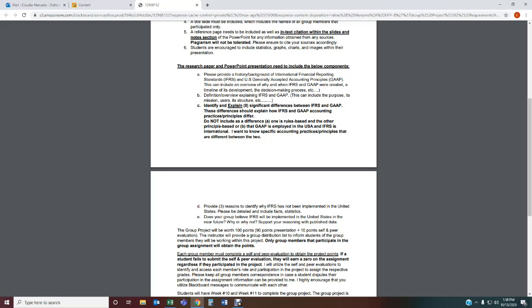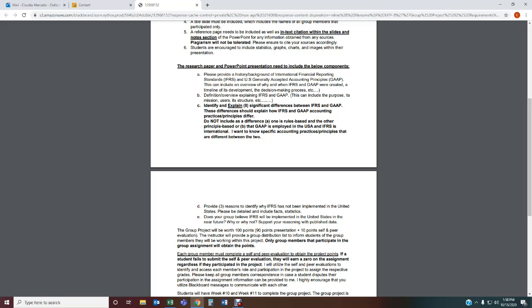You're going to provide 3 reasons why IFRS has not been implemented in the United States. Please be detailed and include facts and statistics. Why have we not included it? Why don't we think it's a good thing for the United States to implement it? I need facts and statistics to support your 3 reasons as to why IFRS has not been implemented in the USA.